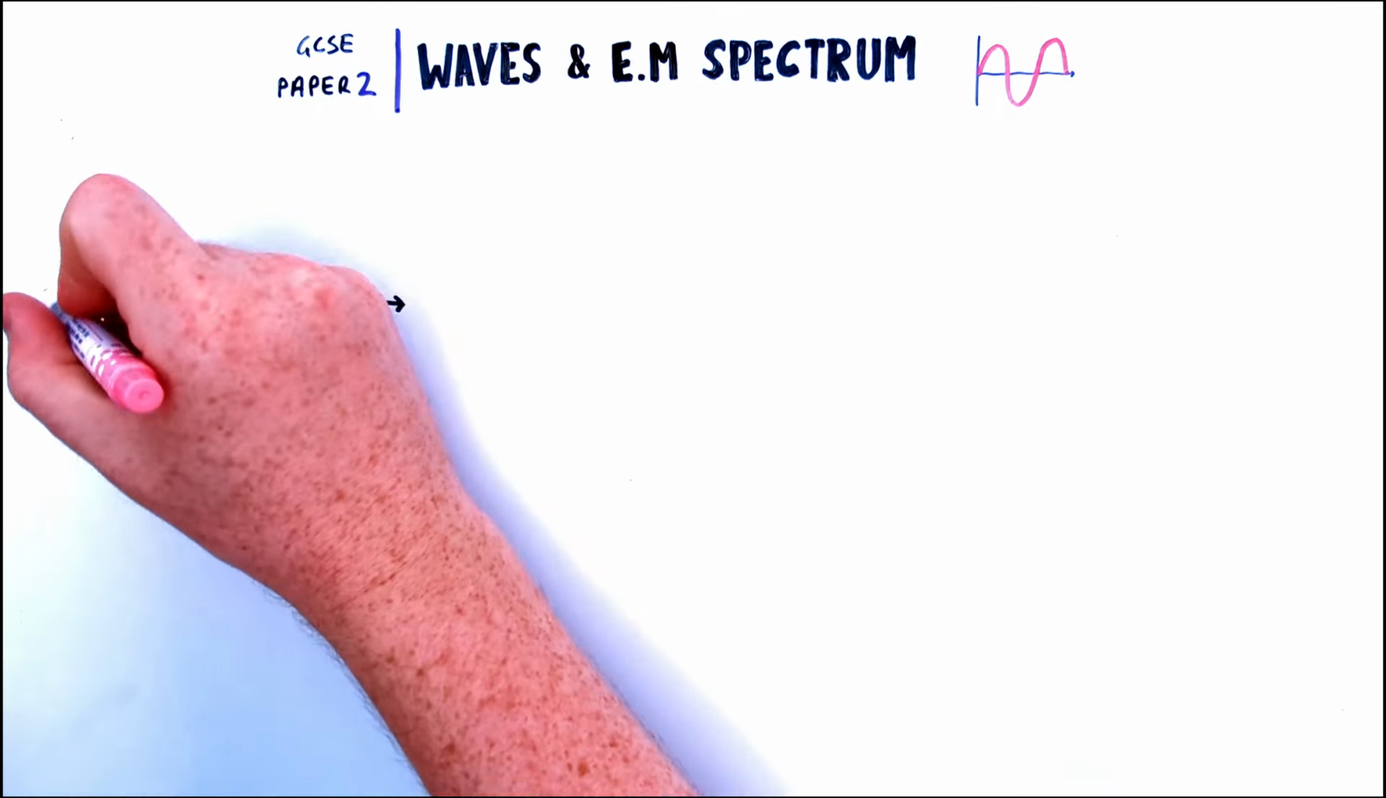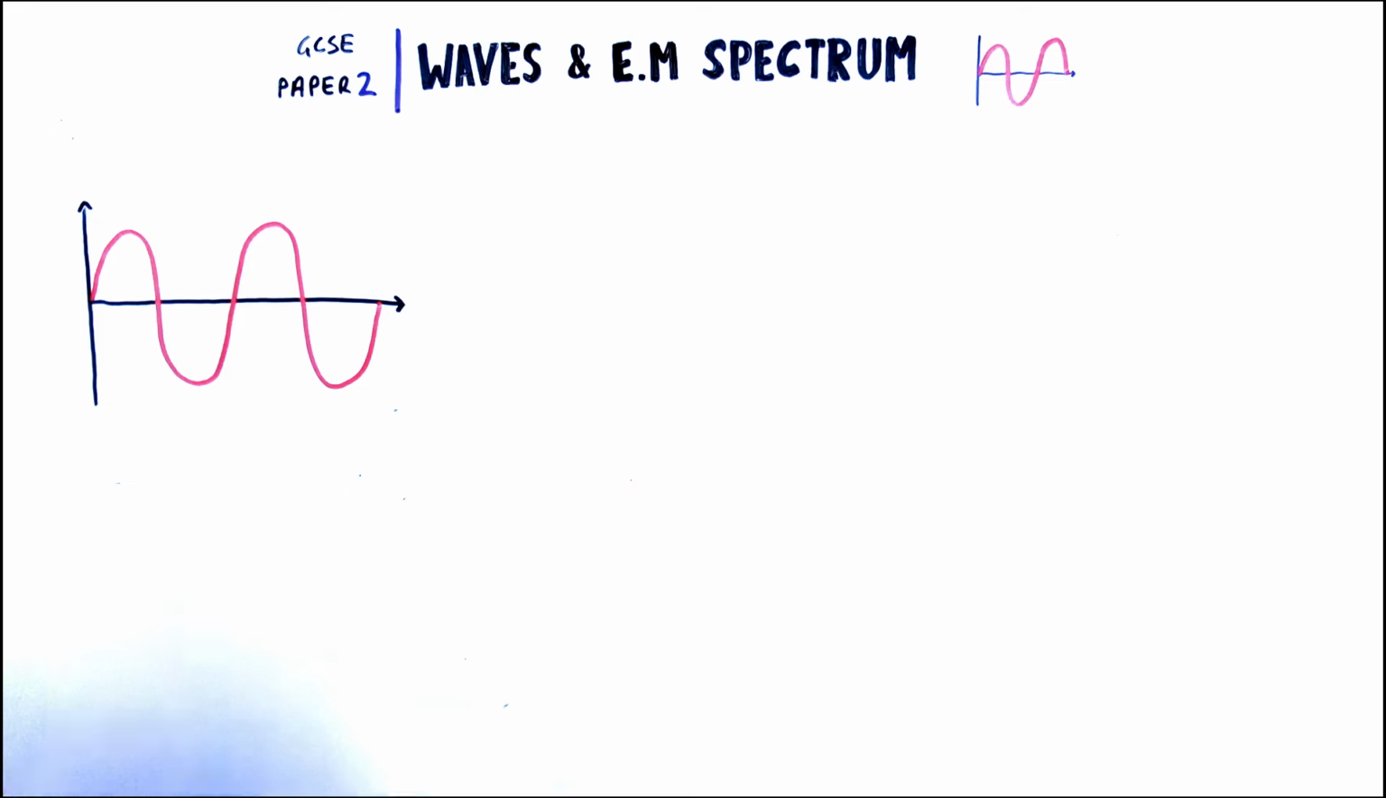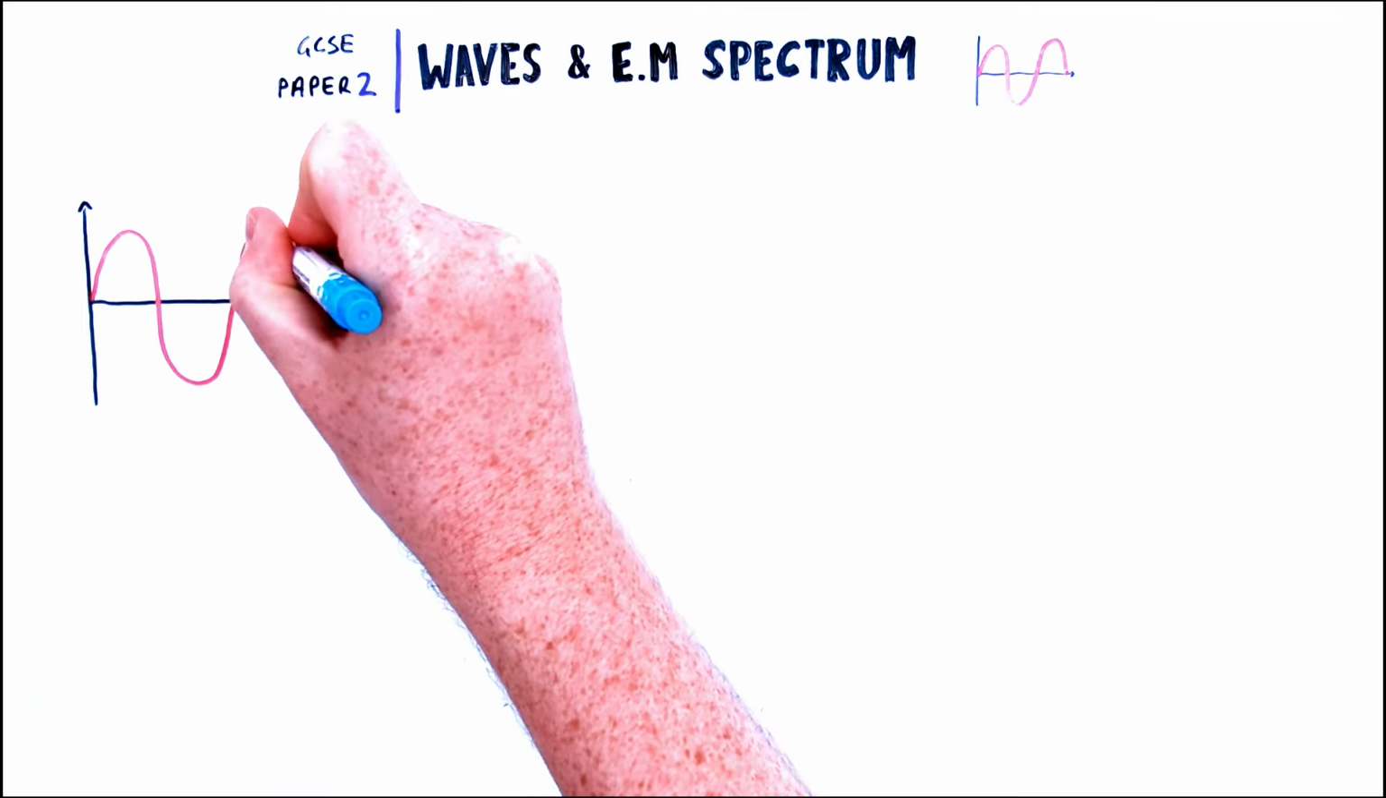Let's talk about waves and the electromagnetic spectrum for GCSE Physics. There are lots of parts of this topic that are for separate science only or higher tier only, so I'll point them out as we go, but this video is suitable for all students at GCSE.